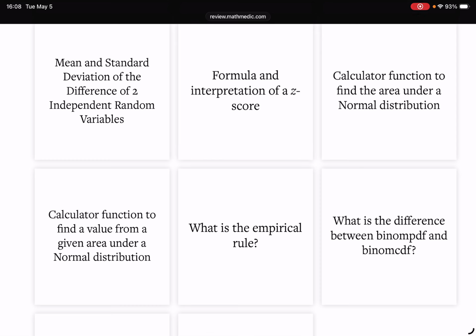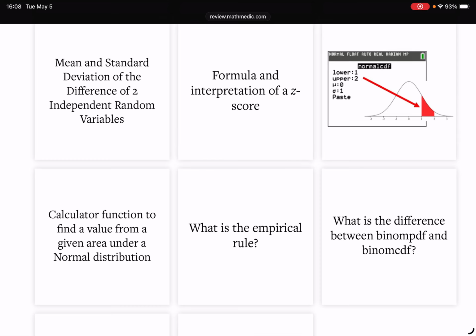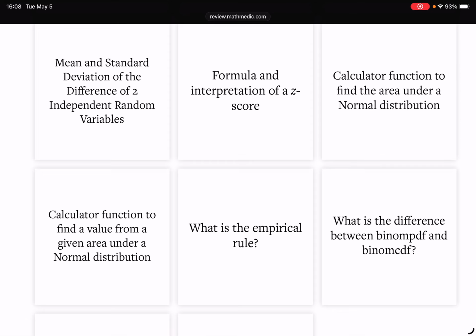Calculator function to find the area under a normal distribution. So again, this is talking about the TI calculator. If we were asked to find the area under a normal distribution on Desmos, we would go to add an inference, and then click on the normal distribution, and then we would be able to type in any given information to find the area.